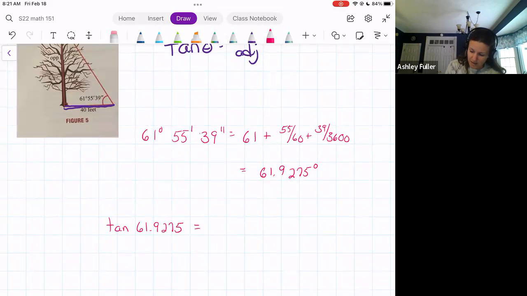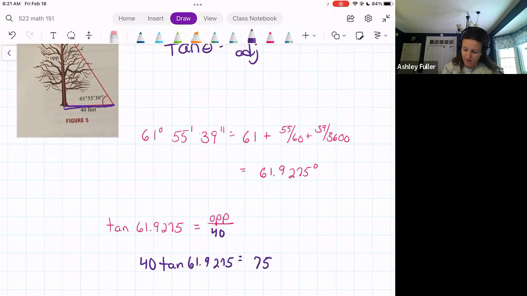61.9275 is equal to the opposite side divided by the adjacent side. Well, we know the adjacent side because we backed up that far and we can measure it to be 40. And when we use our calculator, we multiply 40 times the tangent of 61.9275, and we obtain a height of 75 feet tall.